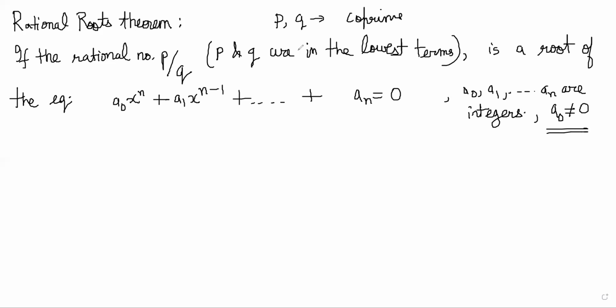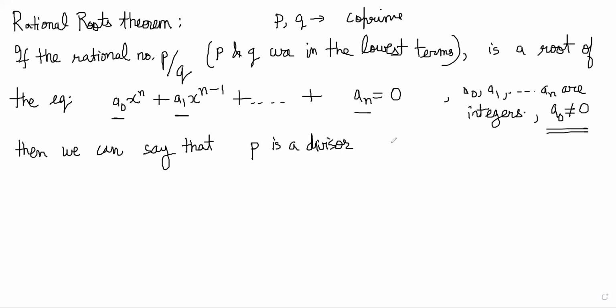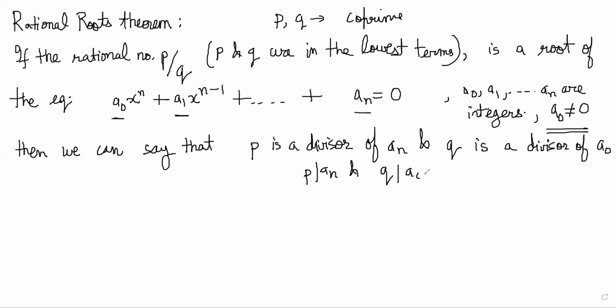So we have an nth degree equation. A0 is not equal to 0. All the other coefficients are integers. And we are saying if the rational number p by q is the root of this equation, then we can show that, we can say that p is a divisor of an and q is a divisor of a naught. So basically we can prove that p divides an and q divides a naught if we have p by q as a root of this equation with all integer coefficients, right?